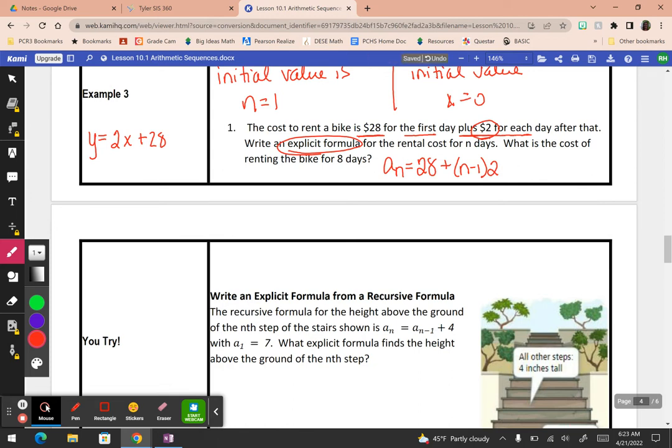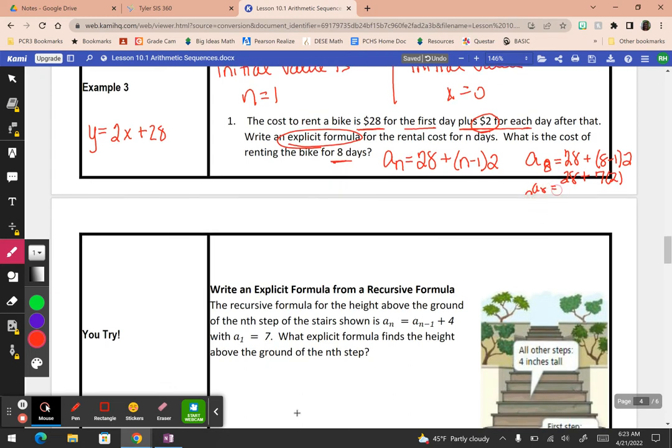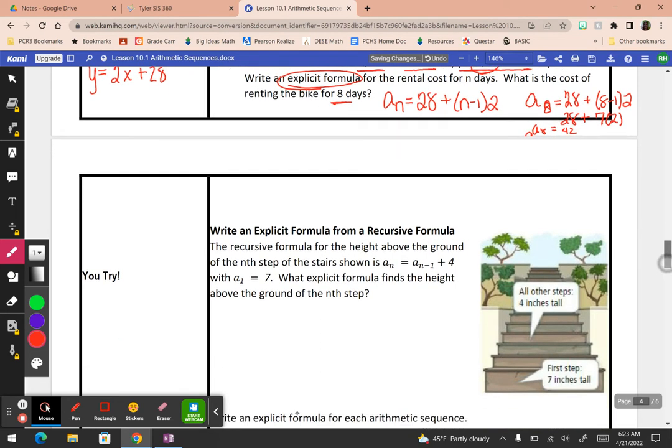Okay? Now, if I want to know the cost for renting it for 8 days, then 8 goes in for n. So I would have a sub 8 equals 28 plus n, which is 8, minus 1 times 2. So I have 28 plus 7 times 2. So a sub 8 equals 44. Or 42, sorry. Okay?